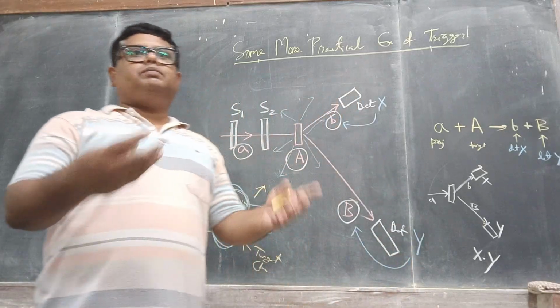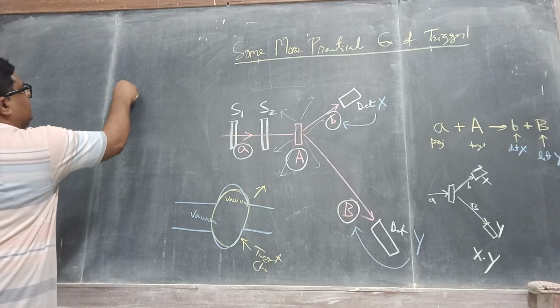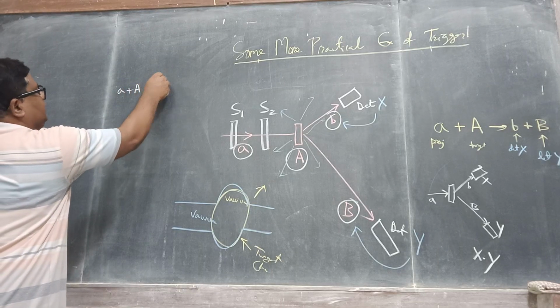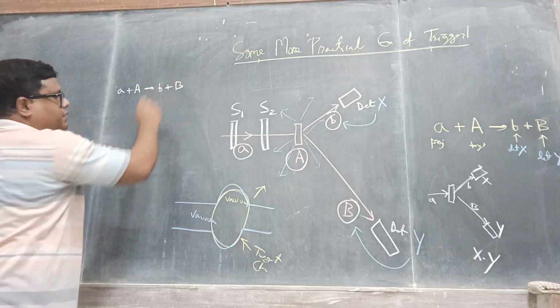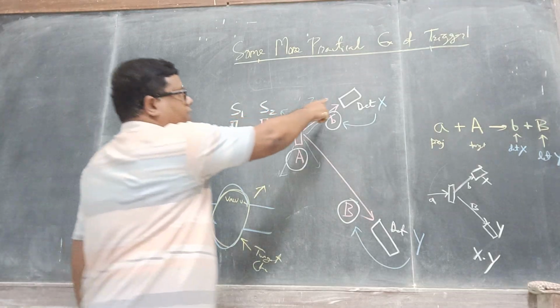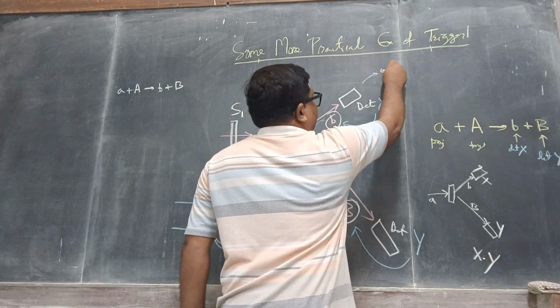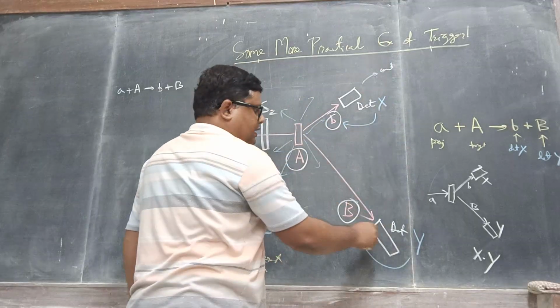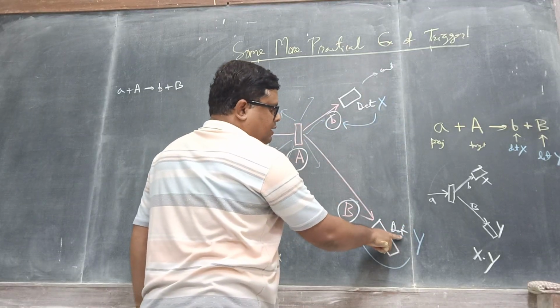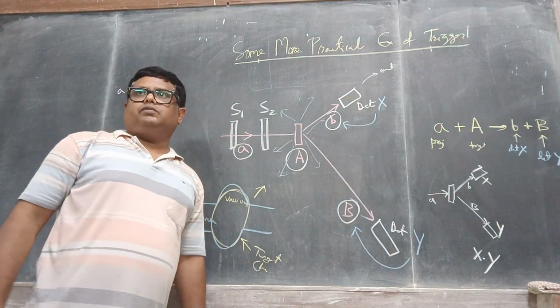Now, what about something else? Say for example, look over here. This reaction A plus A forming B plus B, right? This is the reaction. Now suppose in this detector X, I am getting some count at a time, but at that time I am not getting any count in detector Y. Can you explain what this means?